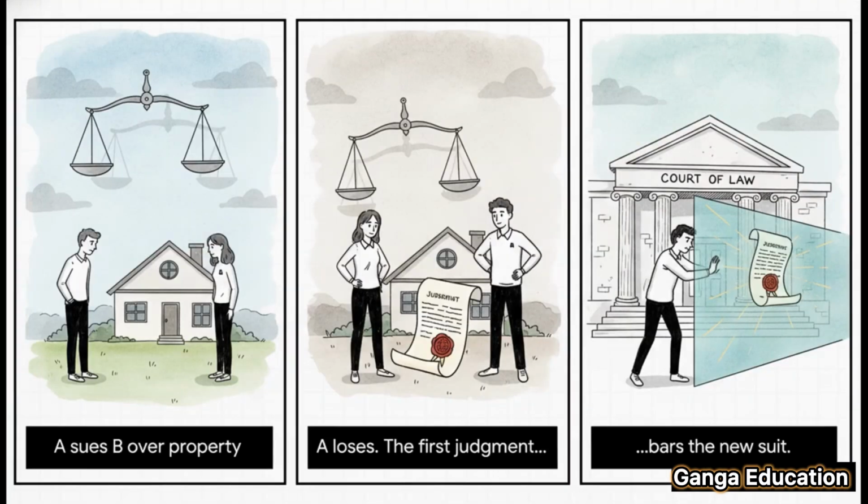Let's make this crystal clear with a practical example. Imagine this. A files a civil case against B over a piece of property. The court hears the whole case and finally gives a verdict in favor of B. Now, here's where Section 34 comes into play. According to its principle, A cannot just go and file another case against B for the very same property and on the very same issue. Why? Because that first judgment creates a legal bar. The court simply won't entertain the new case. This is exactly the principle of res judicata, which literally means a matter already decided.